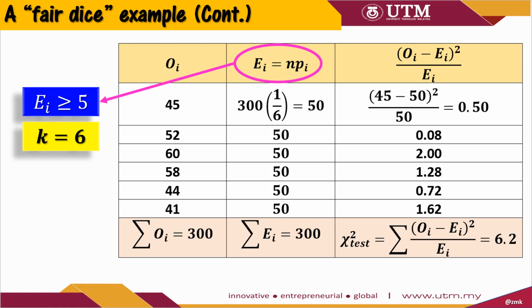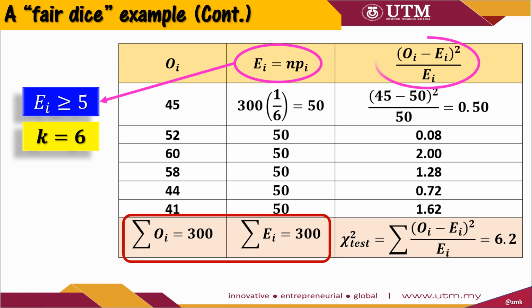The second condition we should check before going into the last column: are the sums of observed and expected values the same? We can see that the sum of Oi and Ei are 300. Yes, they are the same. So if they are the same, only then we can proceed to calculating the values in the last column, which is the squared difference between Oi and Ei divided by Ei.